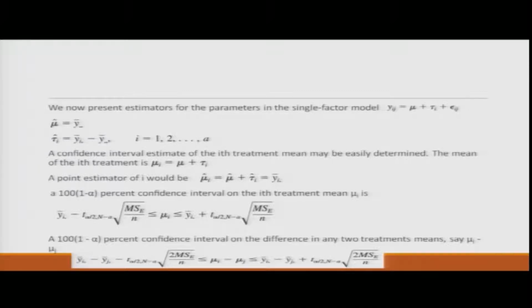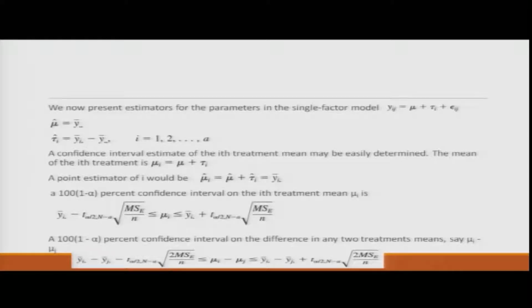The mean of the ith treatment, as we know, would be equal to mu plus tau i. So, obviously, the error terms would not come. So, this tau i would basically give you the movement in the positive direction or the negative direction of the sample mean, corresponding to the average of the averages, which we find out by y hat dot dot.